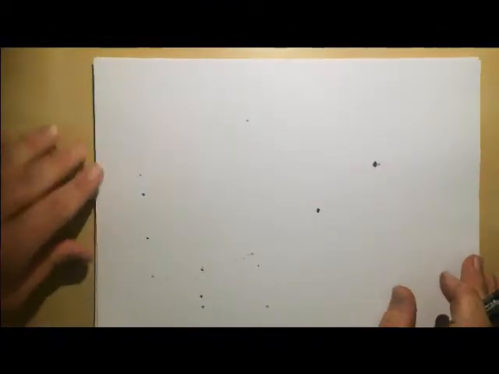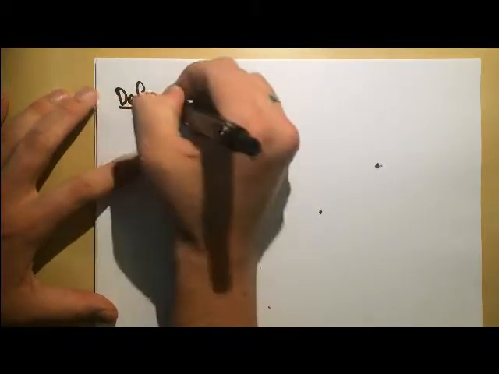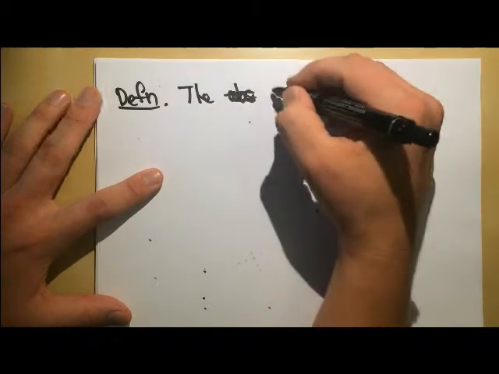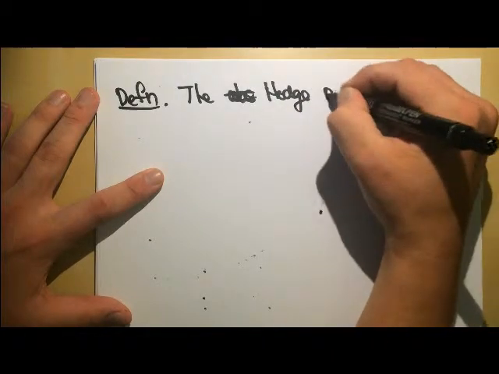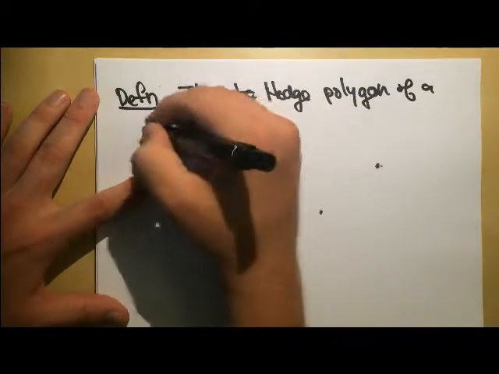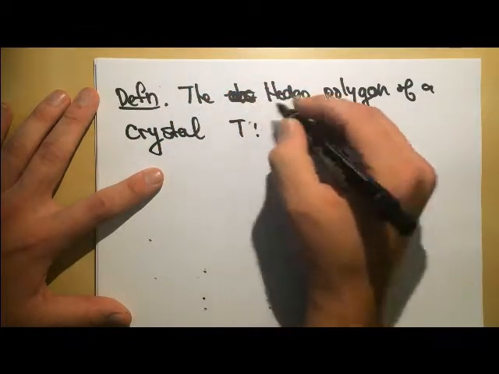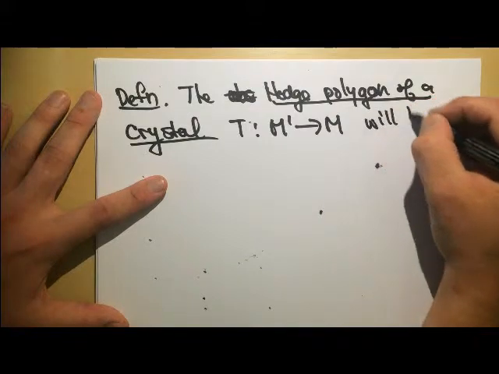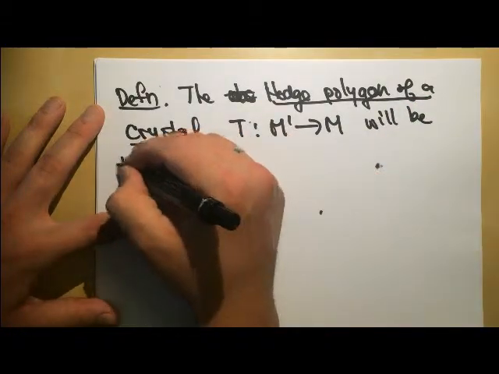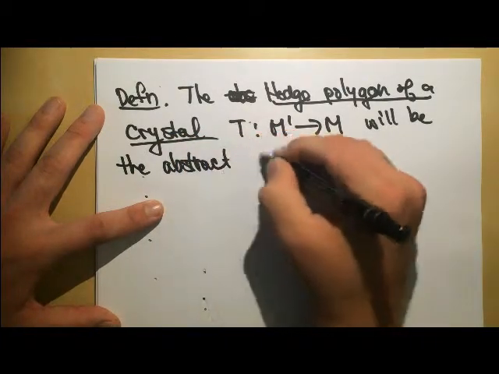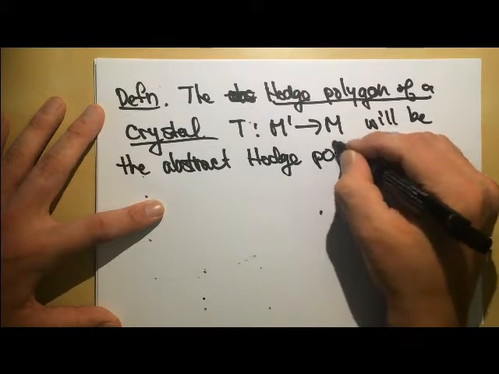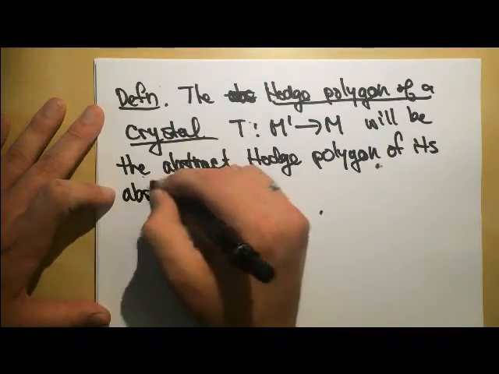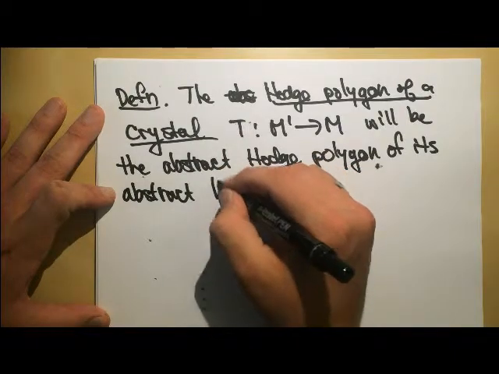Let me give you a definition. The Hodge polygon, or the abstract Hodge polygon, of a crystal T will be the abstract Hodge polygon of its abstract Hodge numbers. So the abstract Hodge numbers again, Hodge numbers.